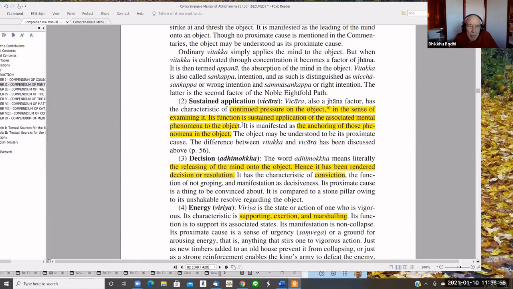And then the counterpart, the sort of twin brother of vitakka, is vicara, translated here as sustained application. This is described as the continued pressure on the object, or the sustained application of the citta and the other mental factors to the object. And it can be seen in the anchoring of these phenomena on the object.